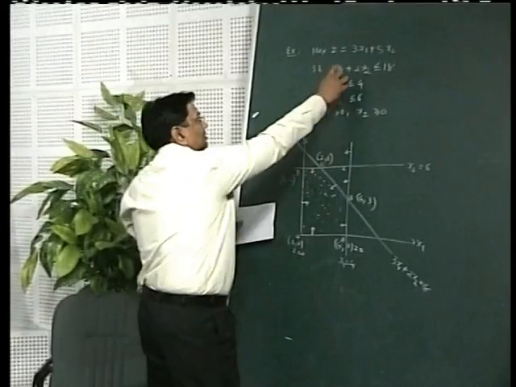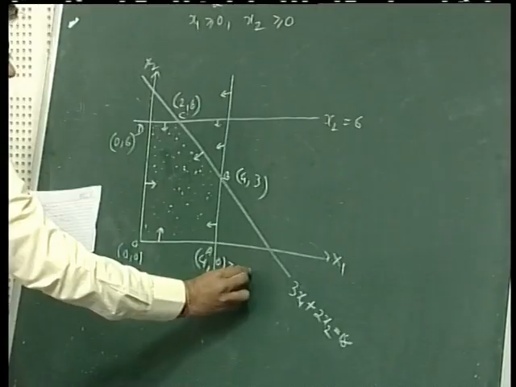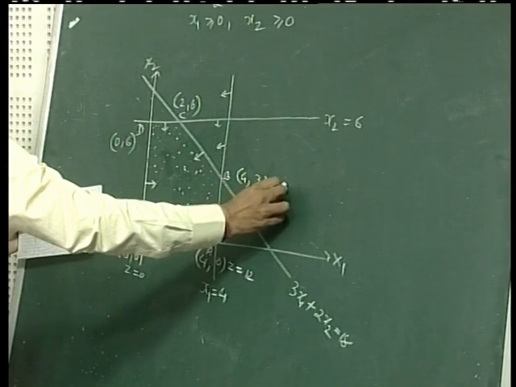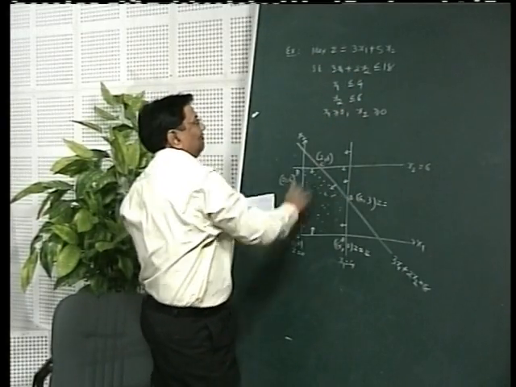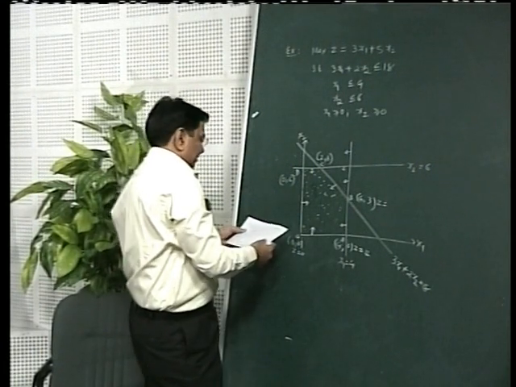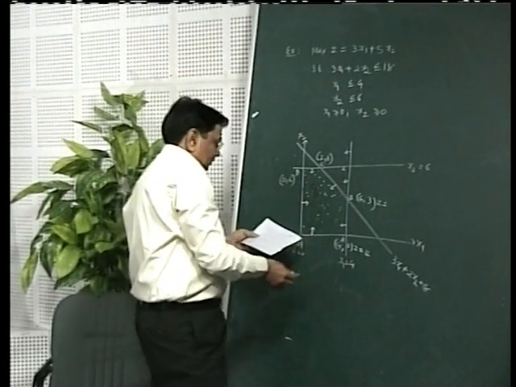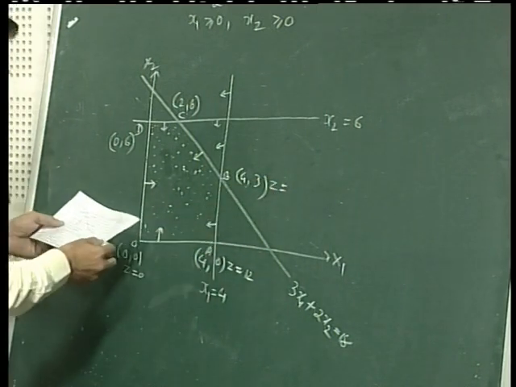So 4 3s are 12 and 0, so this is 12. At each point we can find the value of z. So 4 3s are 12 and 5 3s are 15. So 15 and 12. So we find the value of z at the point B.